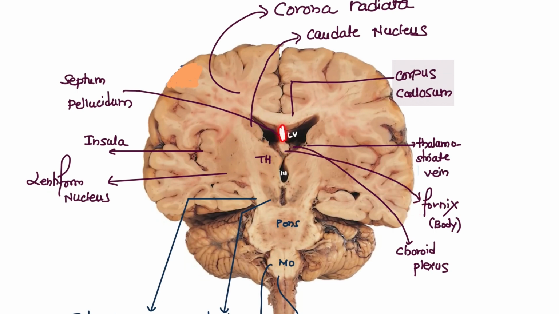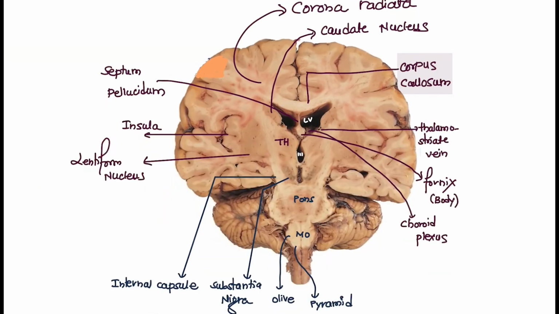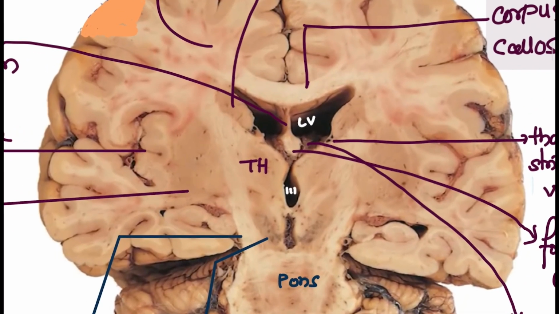So this is the septum pellucidum, and just below it is the fornix. Okay, now look over here. Here you can see this is the caudate nucleus. The caudate nucleus is a structure that looks C-shaped, and it is surrounding the lateral ventricles.